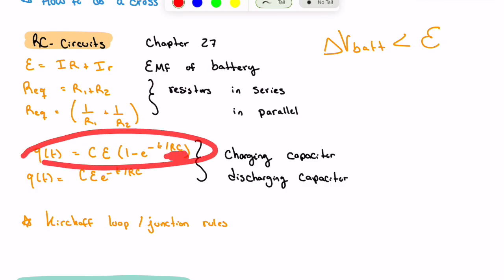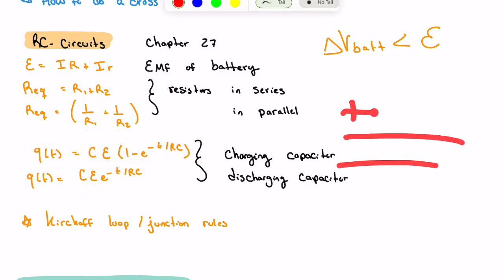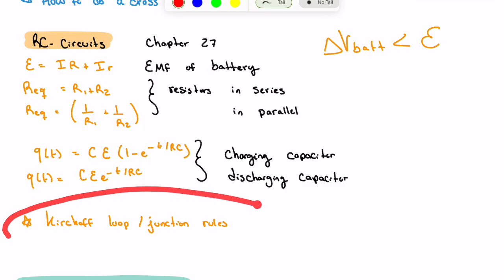This is for the charging case, and then this is for the discharging case, where we have a full capacitor, and then we let it discharge through a resistor. It doesn't just discharge immediately, it takes a certain amount of time. In this chapter, we also looked at the Kirchhoff loop and junction rules. Those are really important whenever we have multiple battery systems or things that get a little bit more complicated and you need to figure out what the current is at every point around here.